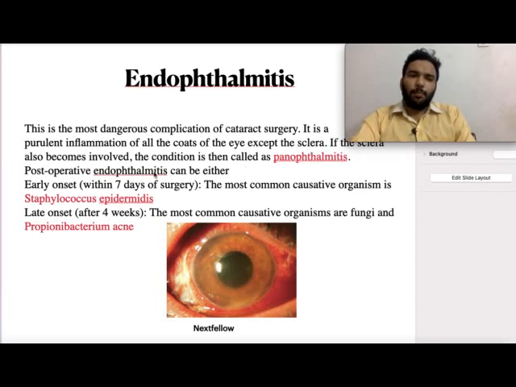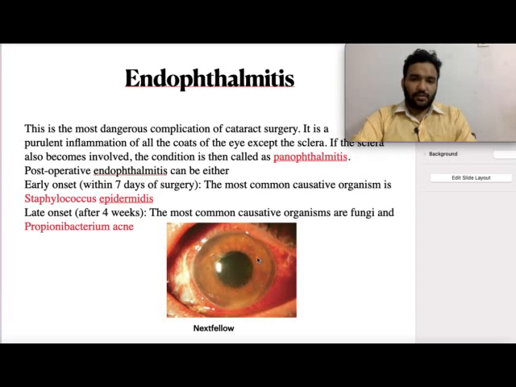So here, post-op endophthalmitis could be of two types: early onset and late onset. Early onset, within 7 days, is Staph epidermidis, whereas late onset is fungi or Propionibacterium acnes. These are slow growing infections. And sometimes in posterior capsular opacification, if we do YAG cap, then the patient might get endophthalmitis, because the Propionibacterium acnes gets attached to the capsule and sits there silently. Once you do the YAG cap, then it comes out. That is very rarely seen. So this is how the patient will be, and the vision will be very dreaded.